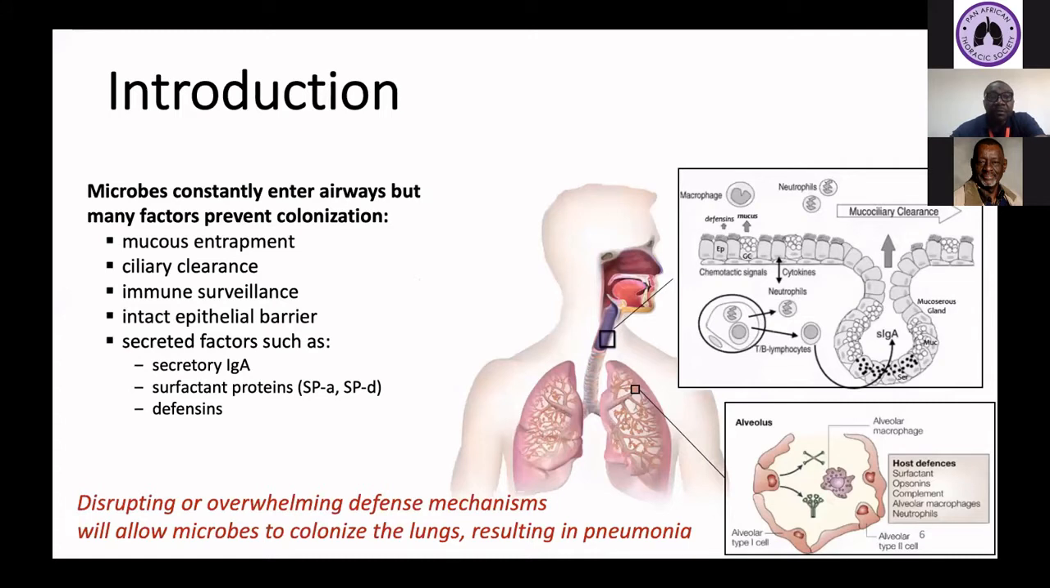Pathogens constantly enter the airways, but there are different factors preventing the colonization of the respiratory tract. There is mucus, there is ciliary clearance, we also have the immune system and the epithelium, as well as some factors secreted at the level of the respiratory tract. And pneumonia occurs when there is a disruption or overwhelming of the defense mechanisms at that level.